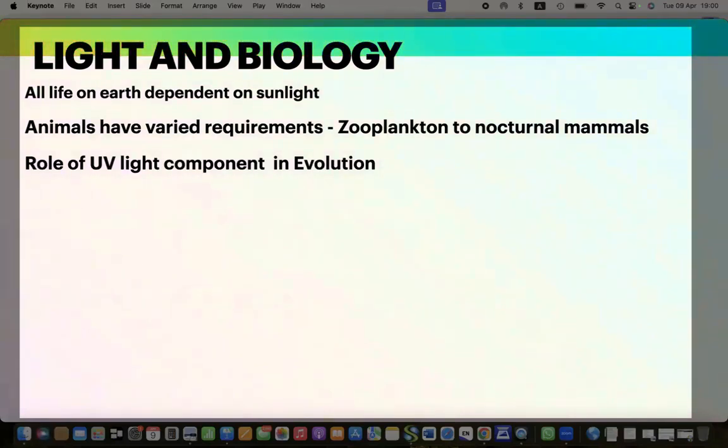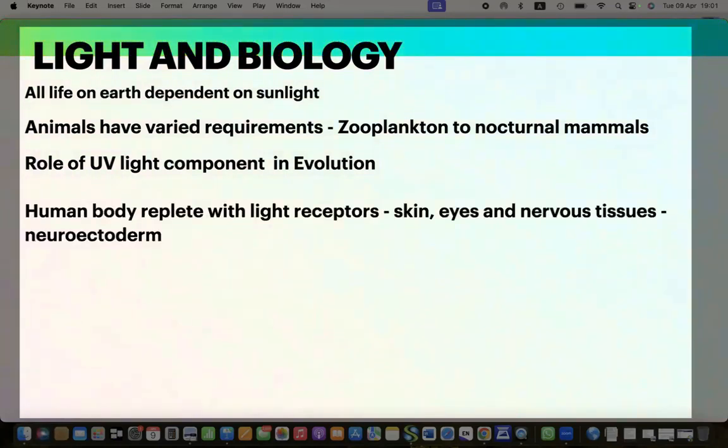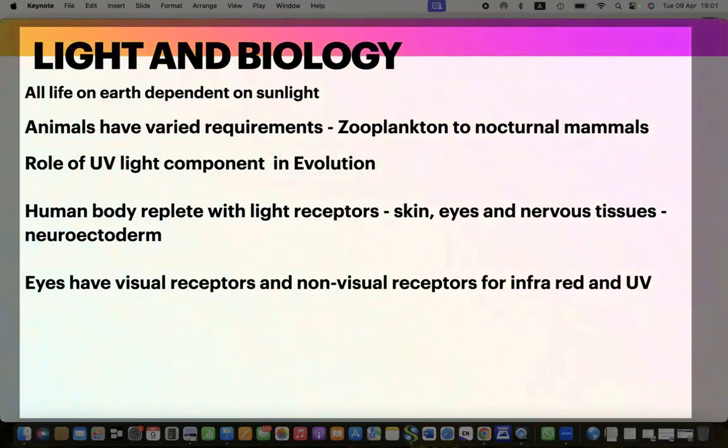And UV light components are considered to have made an important part of evolution or the creation of life, by the effect it has, or it can have, on creating simple organic chemicals. And the human body is full of light receptors: skin, eyes, nervous tissue, what we can call the neuroectoderm. And eyes have visual receptors for the whole visible spectrum and non-visual receptors for infrared and ultraviolet light as well.